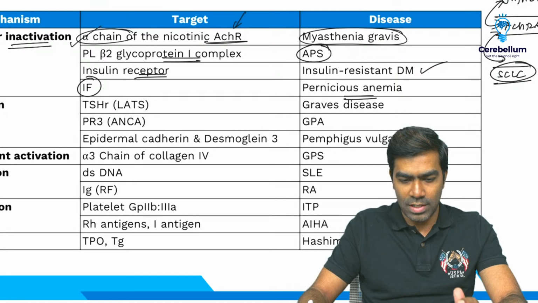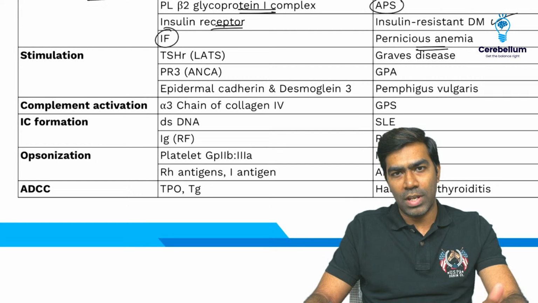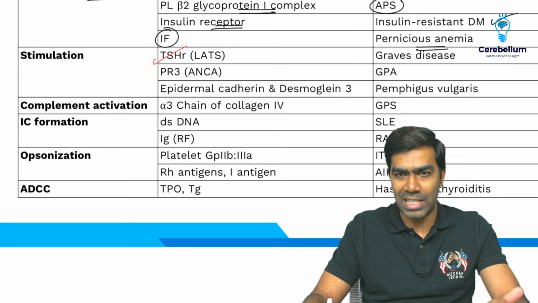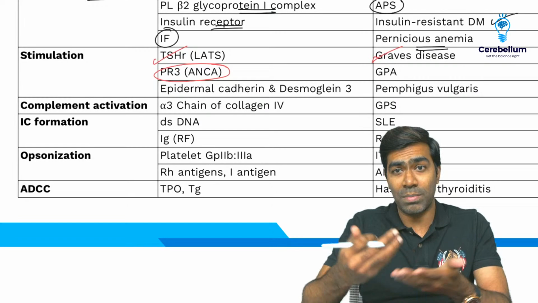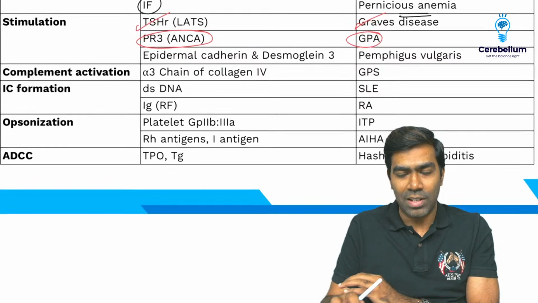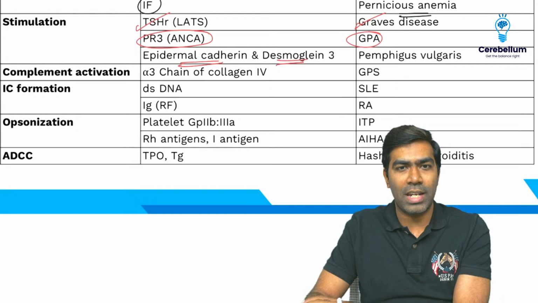And what about the stimulating antibodies? We have plenty of stimulating antibodies. The best example is the TSH receptor stimulating antibody, called LATS antibodies, seen in Graves' disease. You also have to know that the anti-PR3 antibody, seen as C-ANCA, is a stimulating antibody seen in granulomatosis with polyangiitis. Then we have epidermal cadherin and desmoglein-3 antibodies. Desmoglein-3 antibodies mean pemphigus vulgaris.